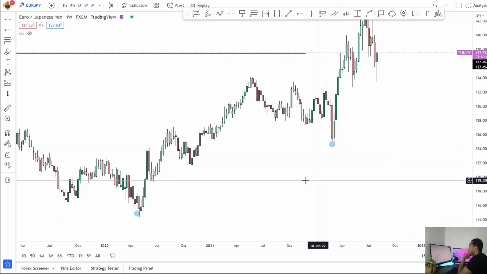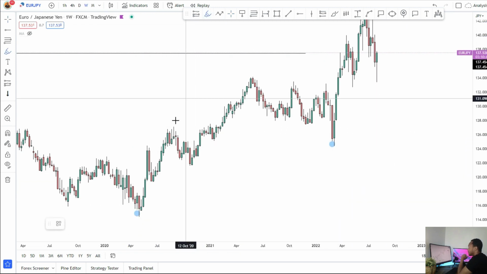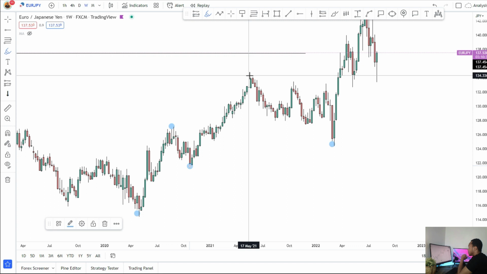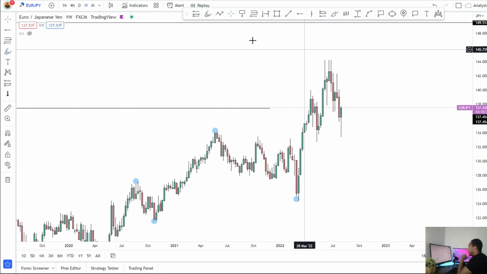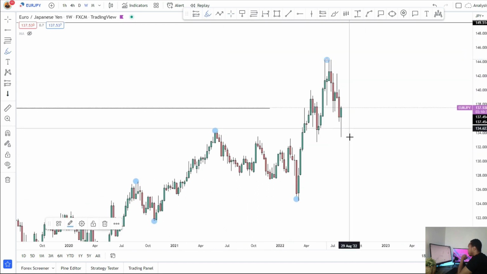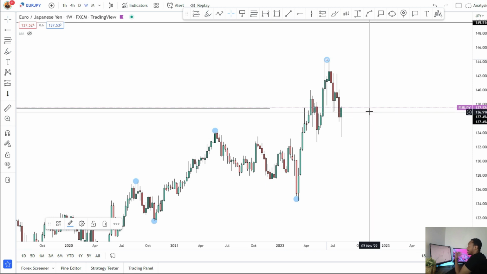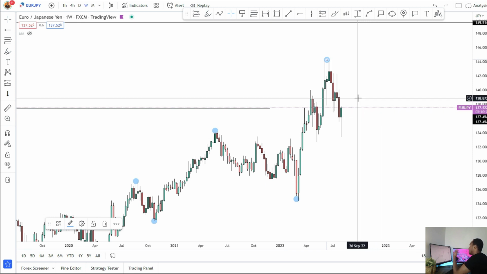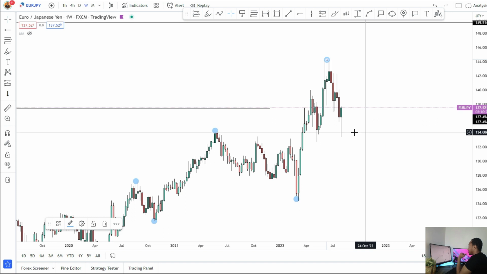Weekly is still bullish as well. You can see the higher highs and higher lows. Nice push there, pullback there, nice push there, another pullback there, another push to the upside, and potentially another pullback that's going on right now. So again, weekly and monthly are in agreement. They're both looking bullish and both looking higher.